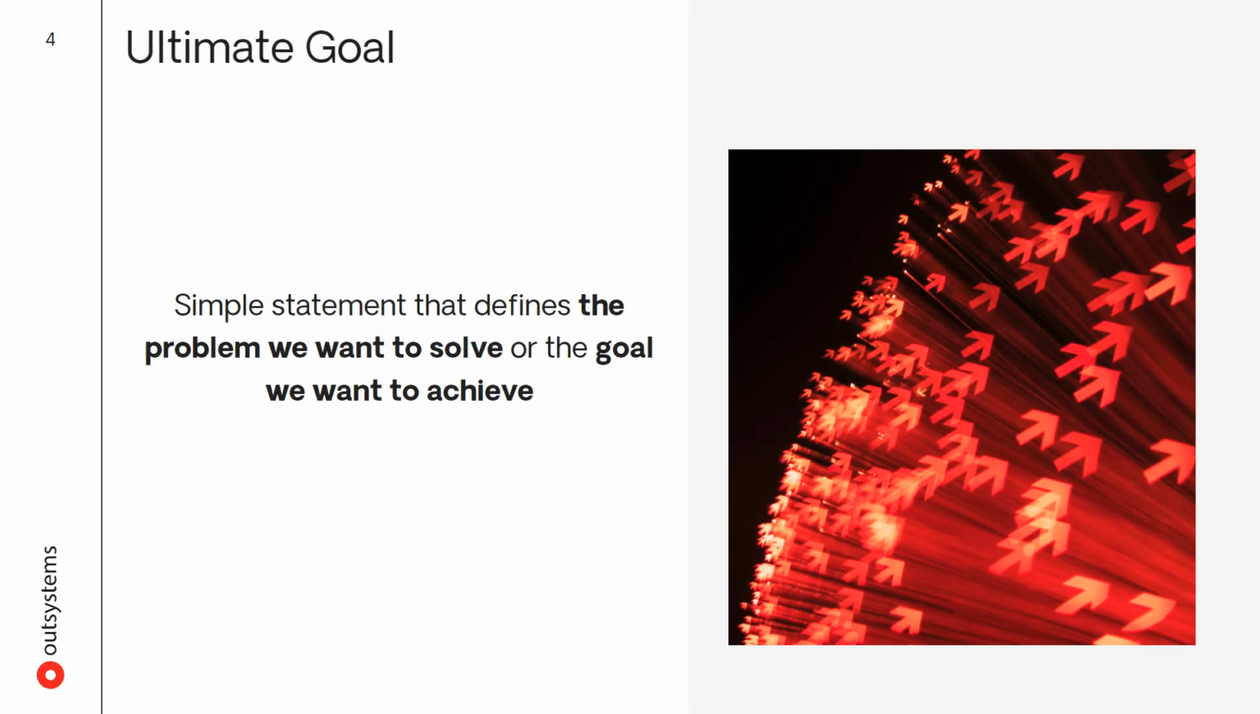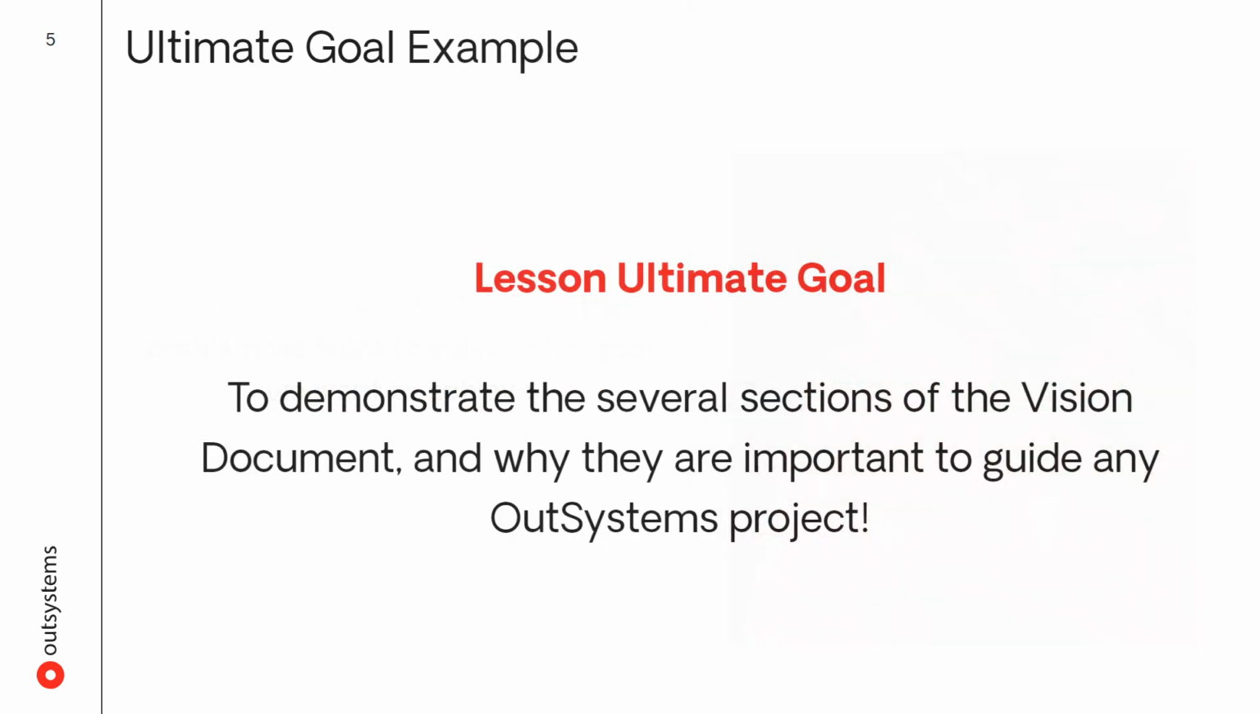An ultimate goal is a statement that defines the problem we want to solve, or the goal we want to achieve. Where possible, it should be devoid of the solution. Defining ultimate goals is a thorough process that should be taken very seriously in any OutSystems project. It is really important to invest time in understanding and defining the ultimate goals, to be able to deliver apps that the users will love and that the business needs. For instance, the ultimate goal of this lesson is to demonstrate the several sections of the vision document and explain why they are important to guide any OutSystems project.